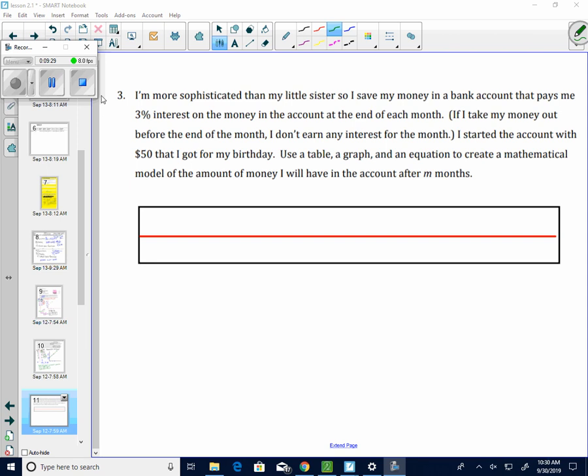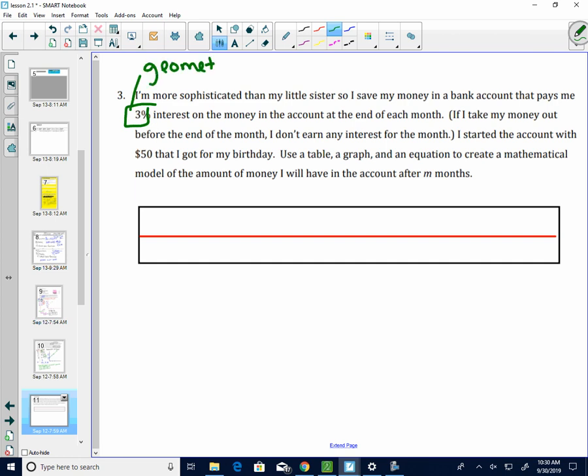And now we're going to look at an example. This one is going to be exponential. Because if I look at the problem, I see a percent. As soon as I see a percent, I know that that's geometric. And I know that geometric makes an exponential function. And this girl is a little more sophisticated than her little sister, and she puts her money in a bank account that pays 3% interest at the end of each month. She started the account with $50. We're going to use a table, a graph, and equation to create a mathematical model.